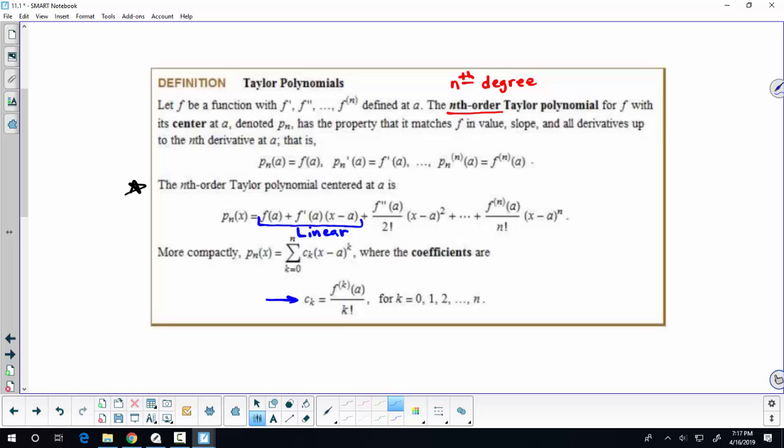So I guess really the pattern to notice here is the derivative matches the factorial that it's over, matches the power that's on x minus a for all of those terms.